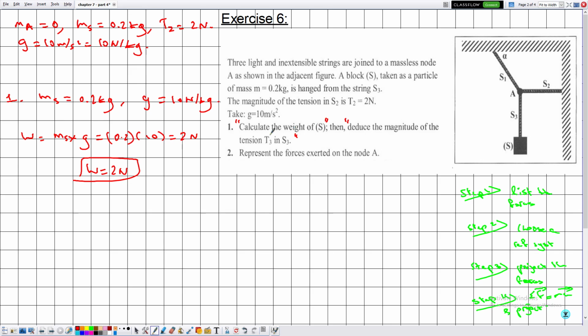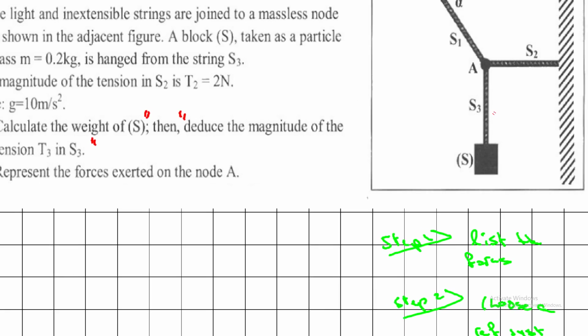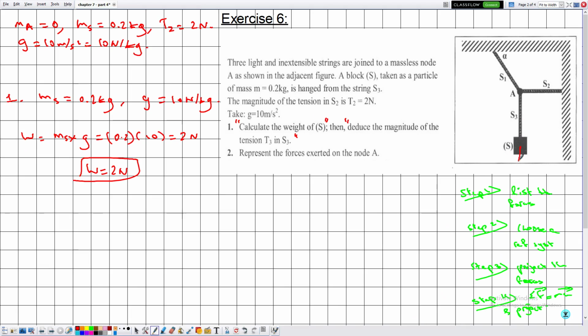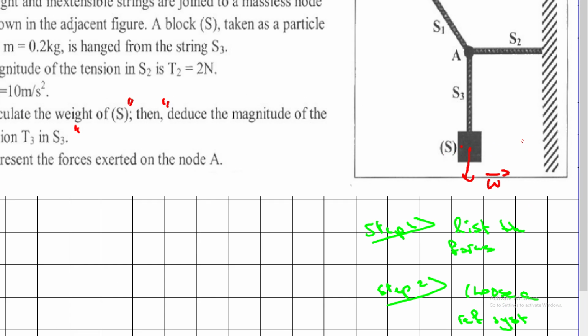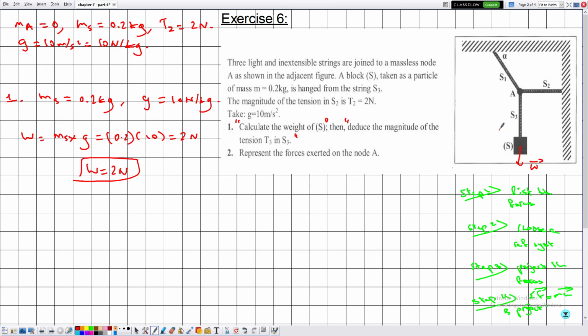Now in the second part, they are telling me then deduce the magnitude of the tension T3 in S3. And by deduce it means that we need to use the previous part. So we determined the weight of S, which is vertically downward, and we need to deduce the tension T3 in S3 from the weight. And the weight is being applied on S, so we are interested in the condition of equilibrium. Notice that this is at equilibrium because for sure the system is not moving. So we need to apply the condition of equilibrium for the solid S.